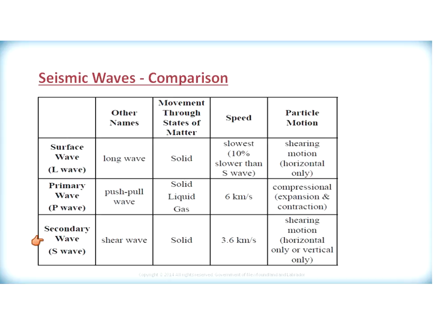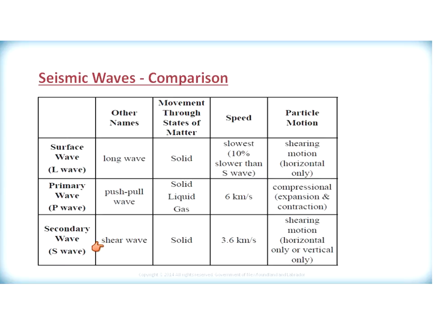Other names by which these waves are called: a surface wave can also be called a long wave. Primary waves could be called push-pull waves, because this is the direction in which they vibrate. And secondary waves could also be called shear waves, because they move through the Earth with a shearing motion, an up and down motion.